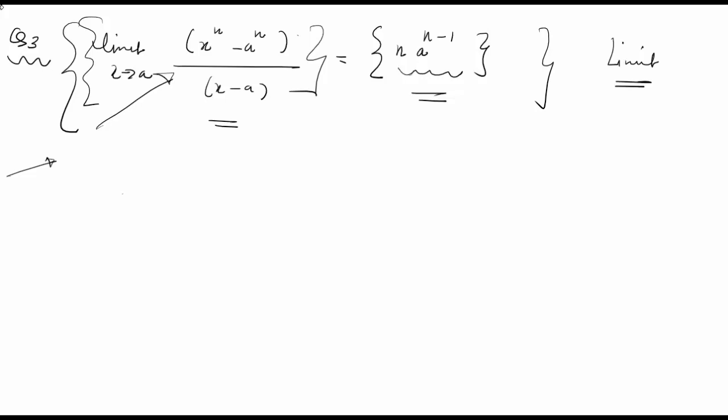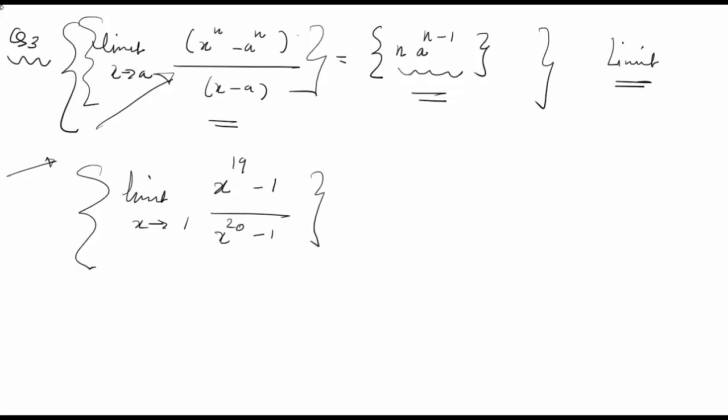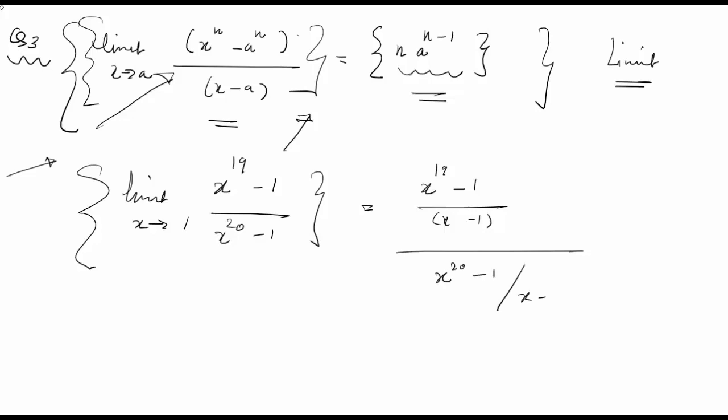So just to show that, if you have a limit of x tends to 1, given by x raised to 19 minus 1 divided by x raised to 20 minus 1, you can solve a question like this by applying this formula. It can be written as x raised to 19 minus 1 divided by x minus 1, divided by x raised to 20 minus 1 divided by x minus 1. So you are dividing by x minus 1 in both the numerator and the denominator, so it cancels out, but you can write it in this form.